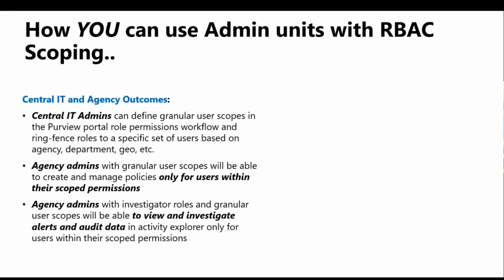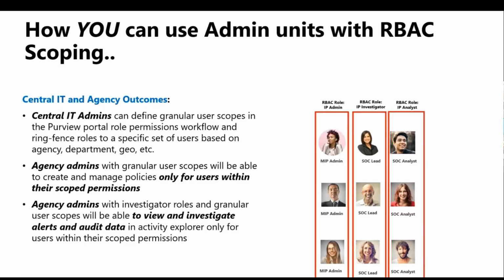So again, this is just more of what I've already mentioned, but this is a visual of how you can use admin units with RBAC scoping. And we're going to walk through this. So think about these different role-based access control role groups: information protection admin, an investigator role, and an analyst role. Each of these role-based access groups has different levels of controls.